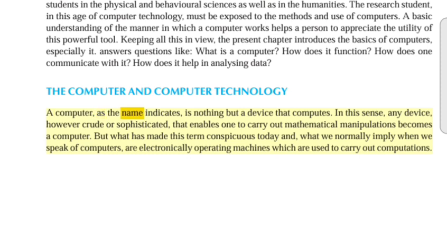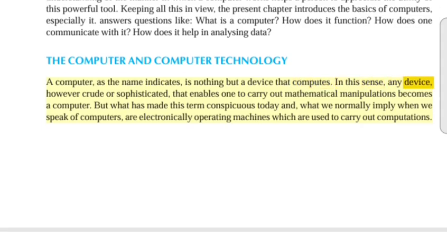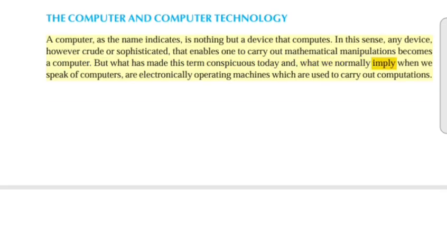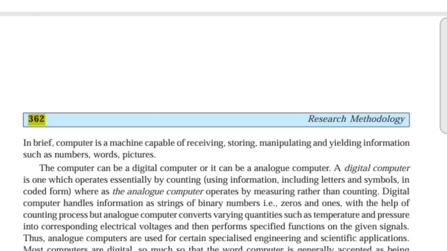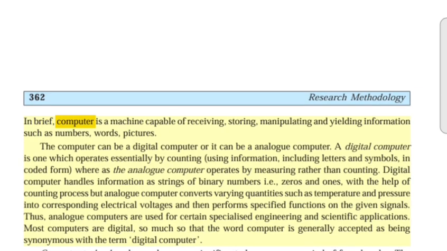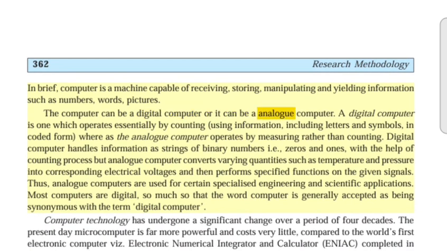A computer, as the name indicates, is nothing but a device that computes. In this sense, any device, however crude or sophisticated, that enables one to carry out mathematical manipulations becomes a computer. But what has made this term conspicuous today and what we normally imply when we speak of computers are electronically operating machines which are used to carry out computations. In brief, computer is a machine capable of receiving, storing, manipulating and yielding information such as numbers, words, pictures. The computer can be a digital computer or it can be an analog computer.